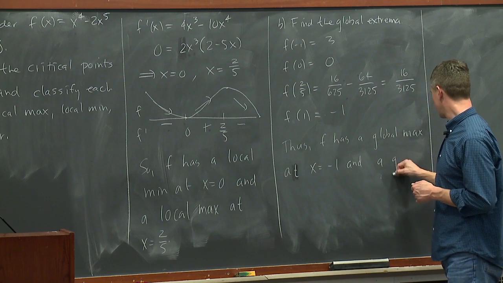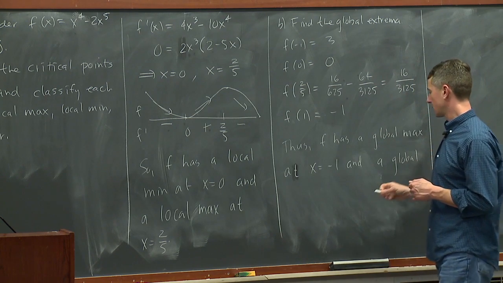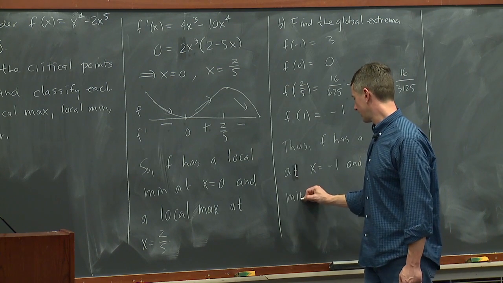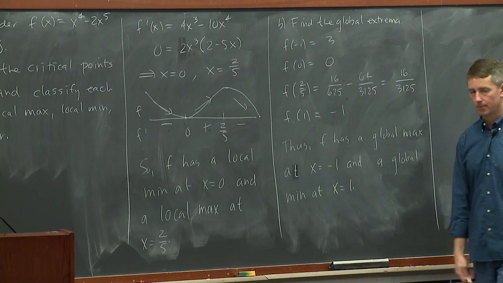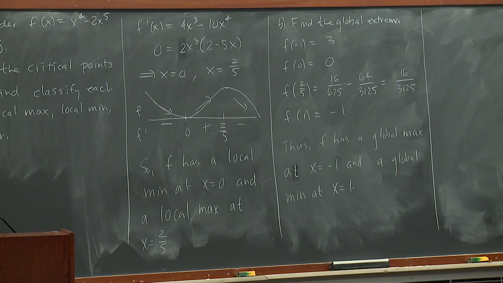And a global min where? Global min at x equals 1. So in this case, they both ended up being endpoints, but that's not always the case, right? It could have been one of the interior points, one of the critical points in the middle there. So we had to check all of those points. Questions on finding global extrema?